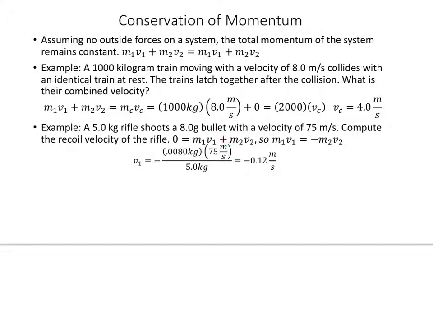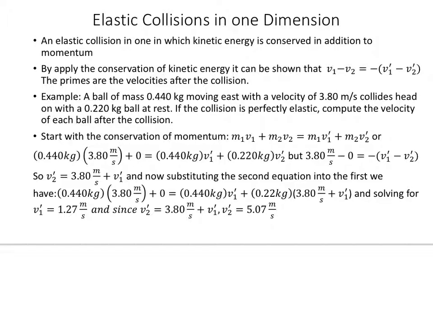So we can say that 0 is equal to the momentum of the rifle plus the momentum of the bullet. Therefore, if we're solving for the momentum of the rifle, we can say that m1v1 is equal to minus m2v2. Or, solving for v1, we get this. This is the mass of the bullet times the velocity of the bullet divided by the mass of the rifle, and we solve for v1, and that's negative 0.12 meters per second.